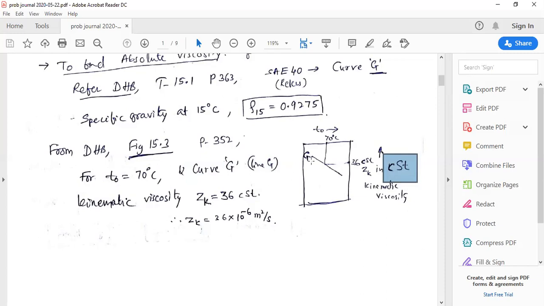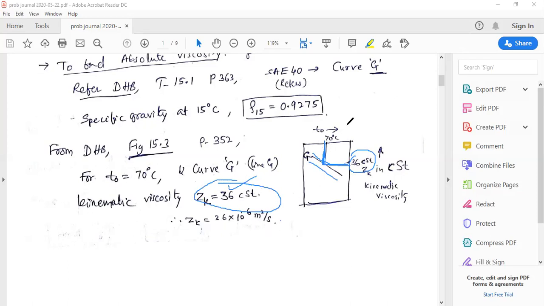By referring to this, with respect to 70 degrees centigrade and curve G or line G, the value of kinematic viscosity is noted here as 36 centistokes. This is the 70-degree point on the top abscissa, and from this, if I trace a vertical line up to line G, there are different lines also available here, G, E, F, like that. Along this particular line, you will get the value of Zk, which is the kinematic viscosity in centistokes. So that kinematic viscosity is noted here as 36 centistokes.